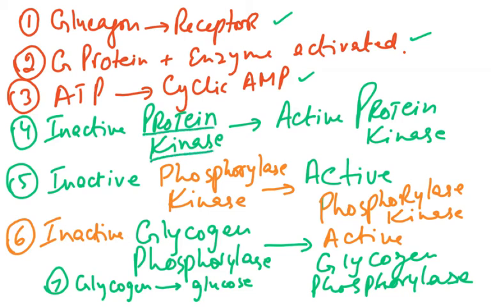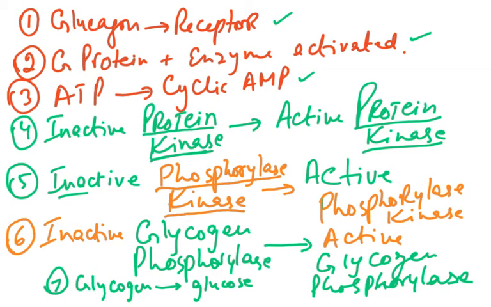Inactive protein kinase. So this inactive protein kinase is just like if you don't have ink in your pen and you need to make it activated, so you need to put some ink in it. So inactive protein kinase becomes active protein kinase. So we have to remember the enzyme protein kinase. Then we have to remember another enzyme which is called phosphorylase kinase. So both of them are sort of PK.